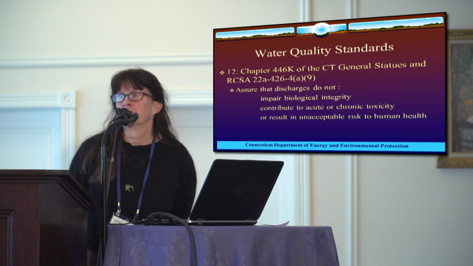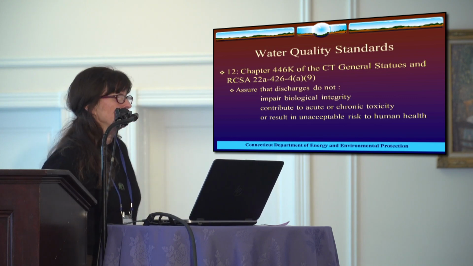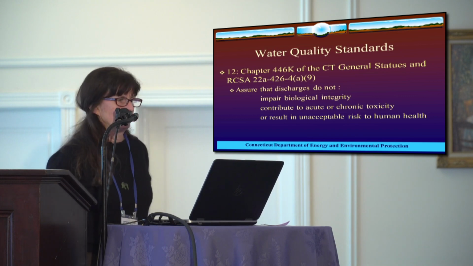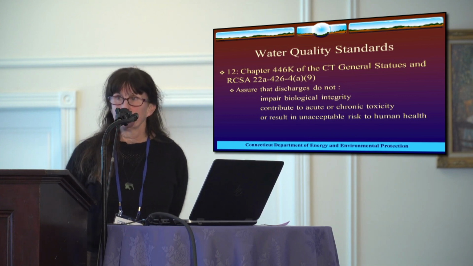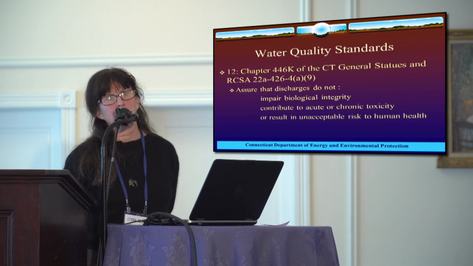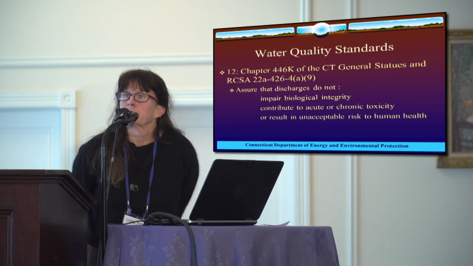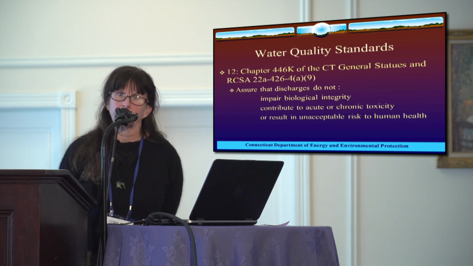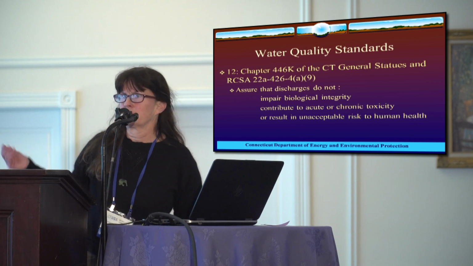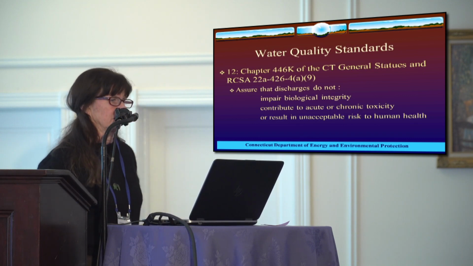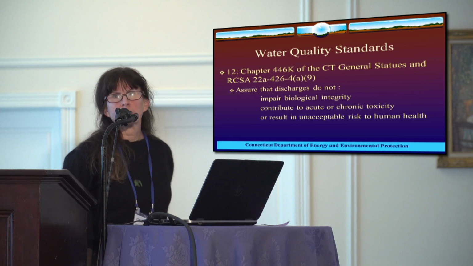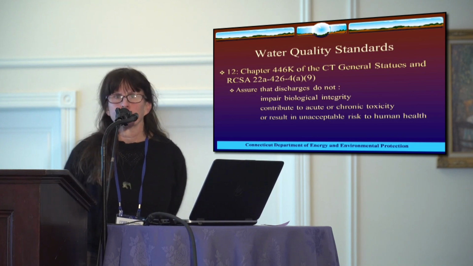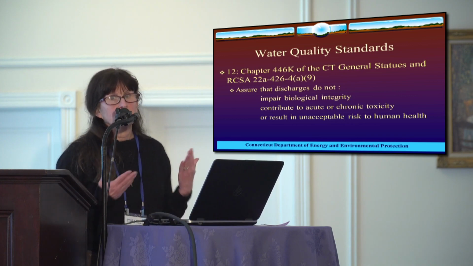So this is where I spend most of my life, in the water quality standards, and part of the water quality standards say that discharges shall not impair biological integrity. So that would be if we go out and look at the stream and look at the critters that are living there, is that a balanced community? Also shall not contribute acute or chronic toxicity. Well, we have the whole effluent test that Kim was talking about to measure that directly. And then unacceptable risk to human health. And that would be based on bioaccumulation in fish tissue. So those numbers for certain parameters can be very low.